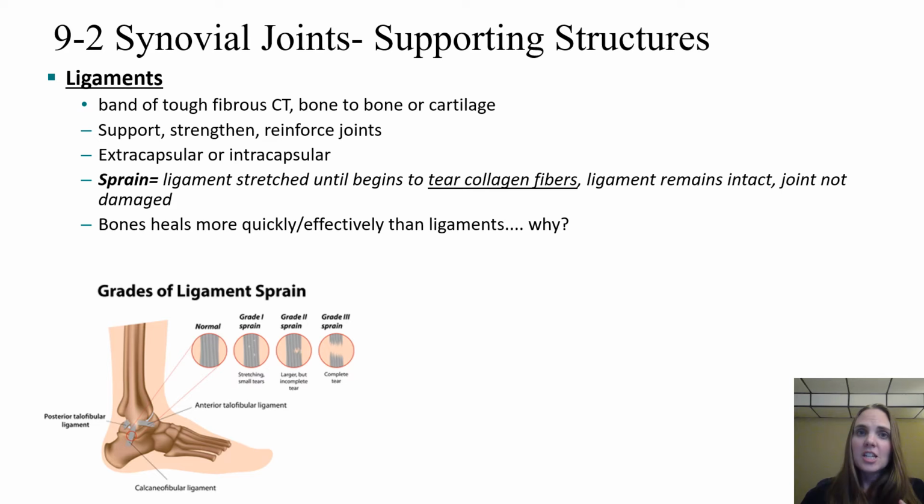Our bones actually heal more quickly and effectively than ligaments do. Why would that be? Think back to your differences between some of our tissues. Our bones have a huge vascular supply, right? The ligament has no direct blood supply, so it must obtain its nutrients via diffusion, so it is a tougher tissue to heal compared to bone.